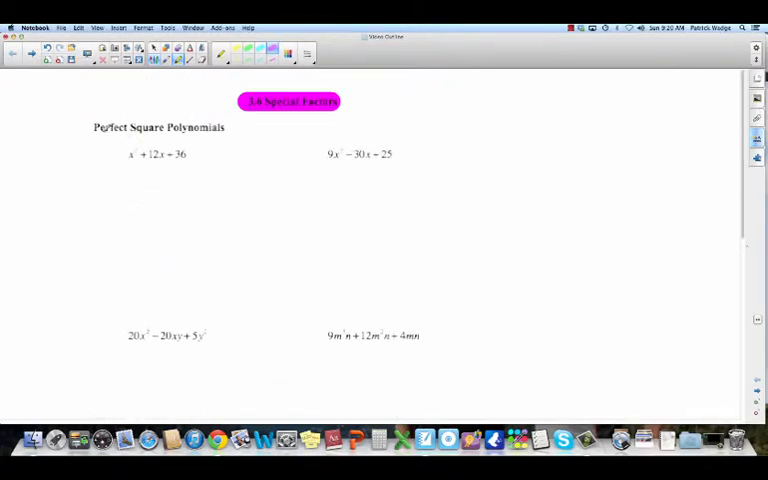But before we do that, we'll do perfect square polynomials. And what you'll see is we've actually already done this. There's not really anything new to learn here. So let's go at it here.